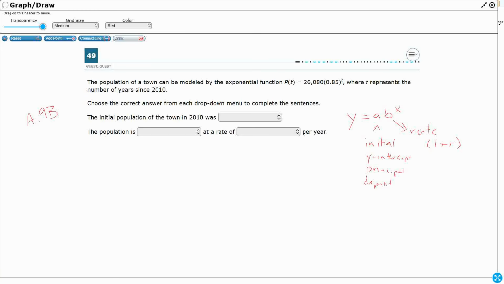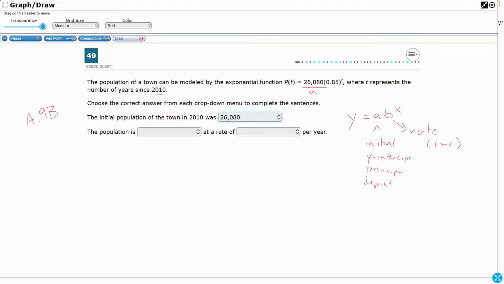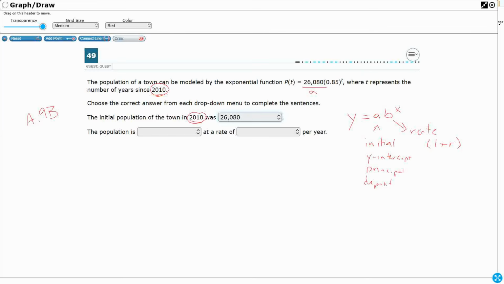So here's the exponential function. Town population can be modeled by this exponential function. All right, 26,080. That is in the A term. So what does that mean? Well, since that's the initial starting point at 2010, our initial population is that 2680. That's our starting position. So that's our first point right there, since it's at 2010. So they're telling us this is at the beginning when we want it.